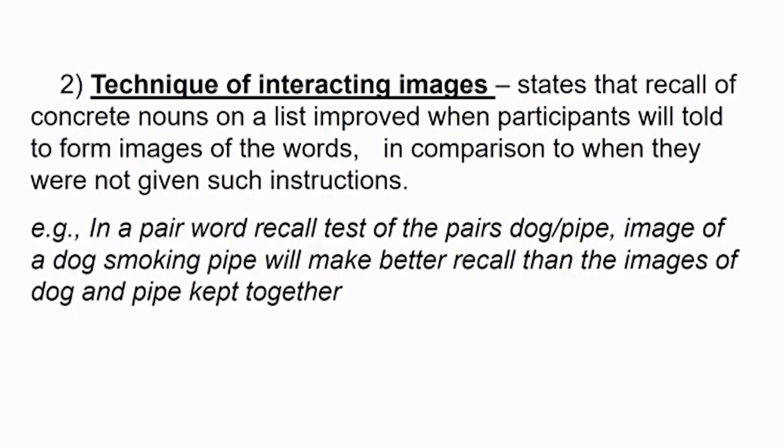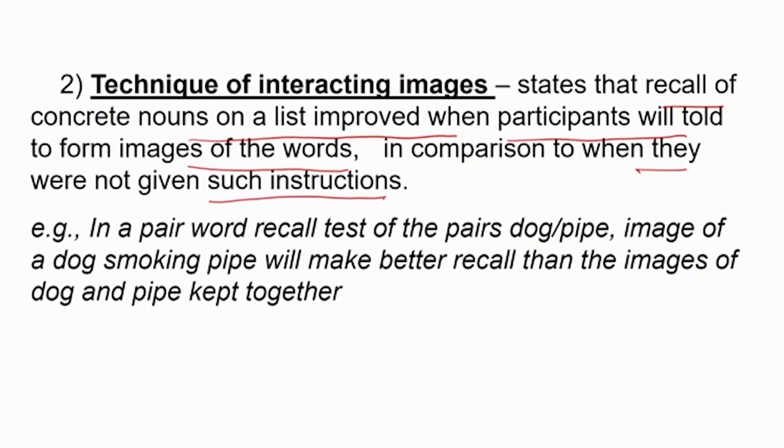A next technique that can be used for easing out or using visual code is called the technique of interacting images. So here it is very simple. What we need to do is state that the recall of concrete nouns on a list is improved when participants were told to form images of the words in comparison to when they were not given such instruction.